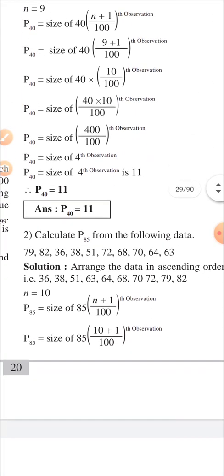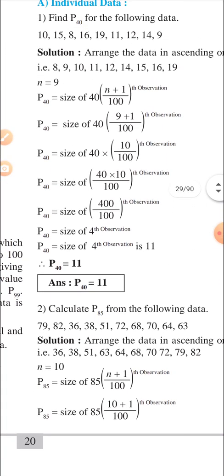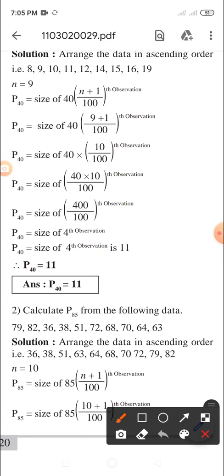Okay, next calculation. Find out P85 from the following data. The data given is 79, 82, 36, 38, 51, 72, 68, 70, 64 and 63.